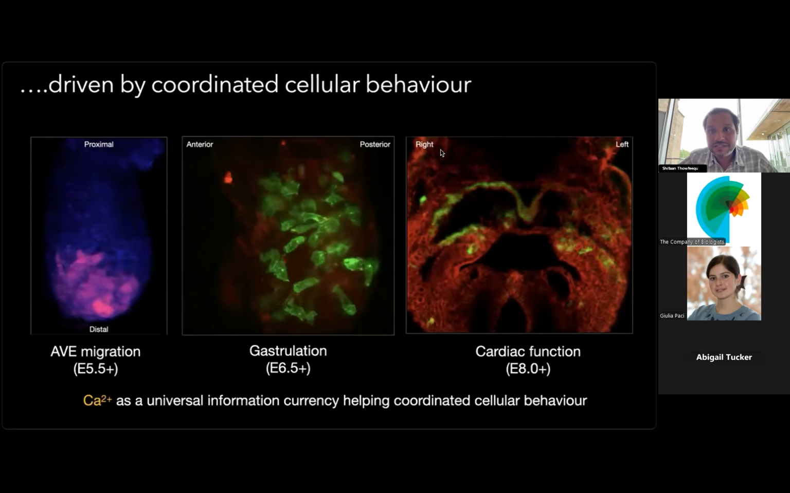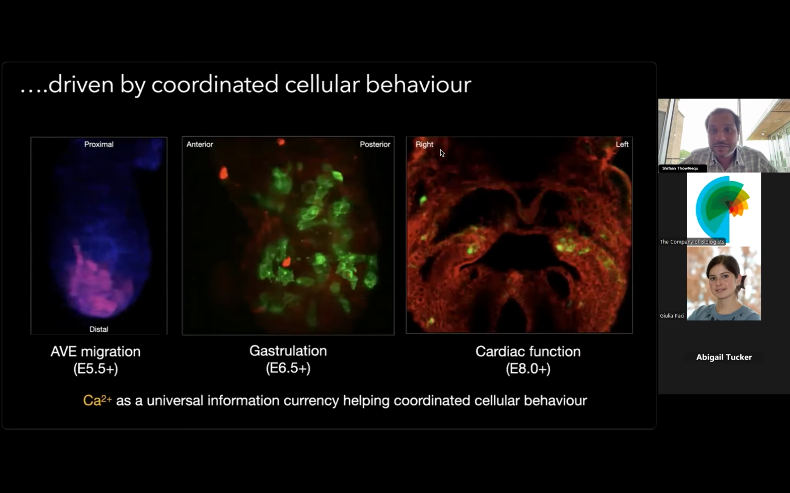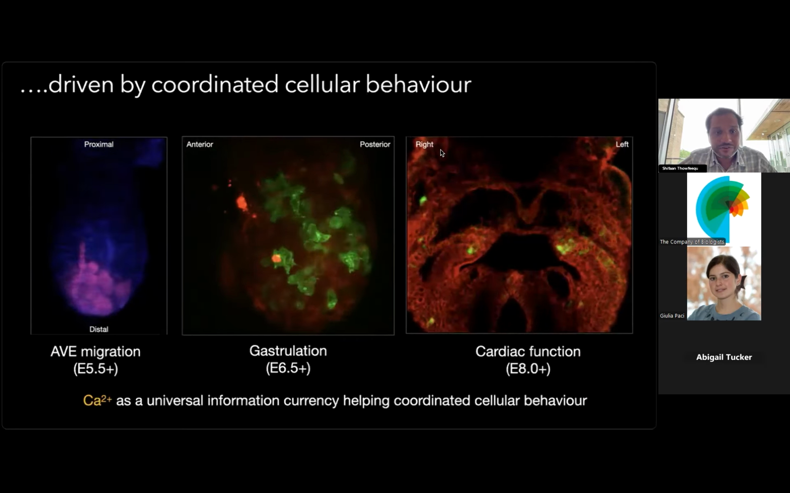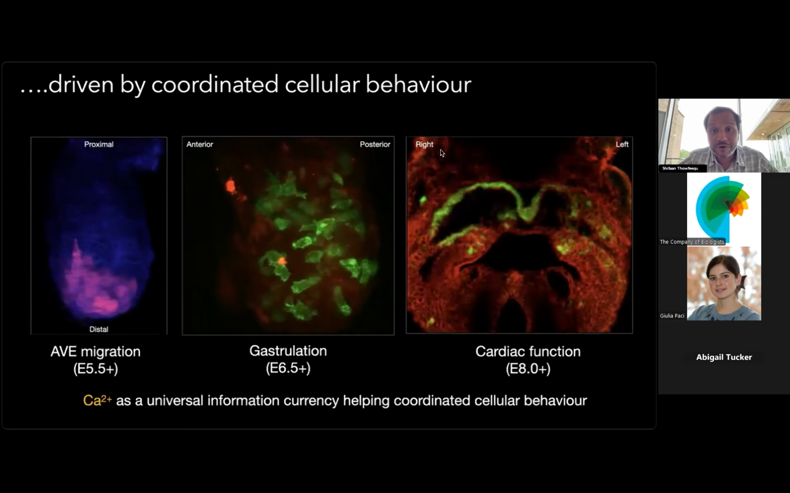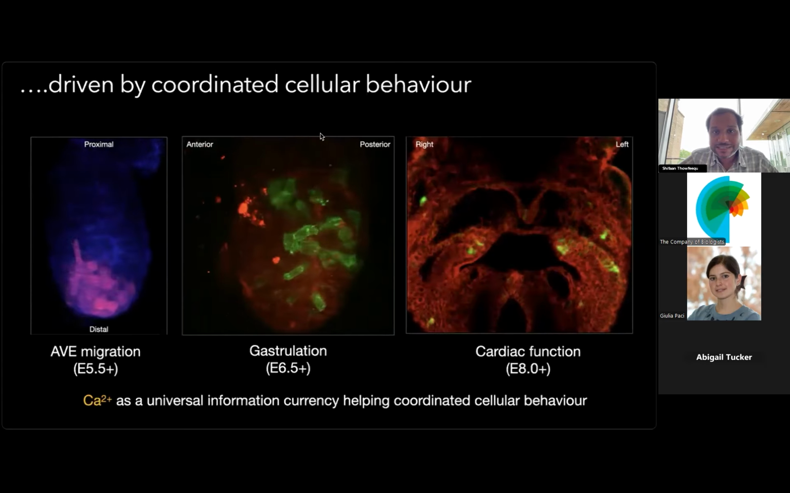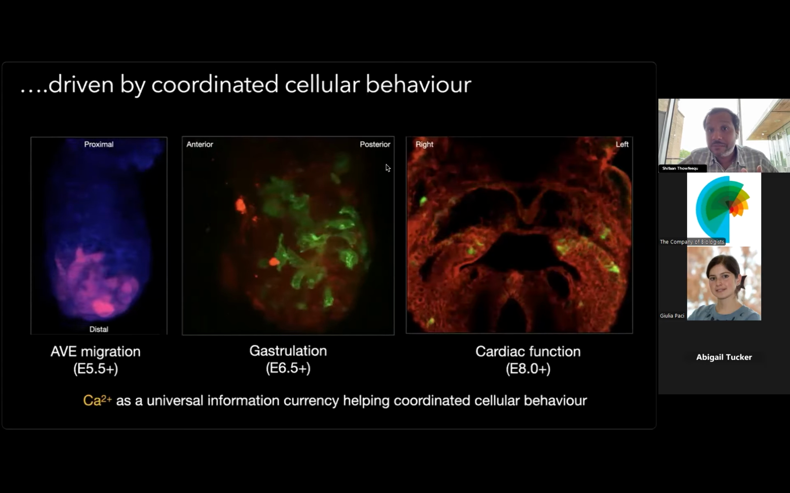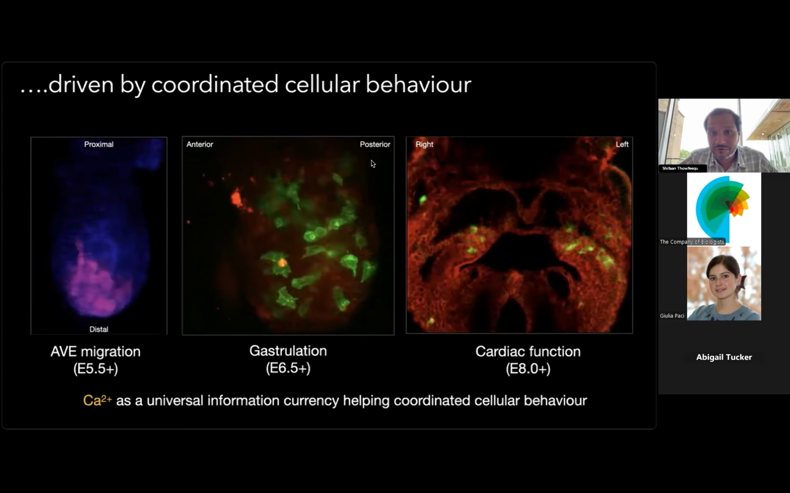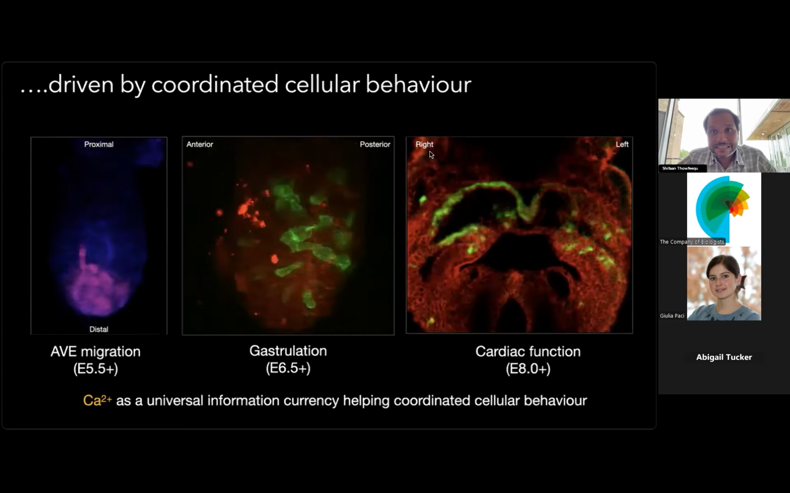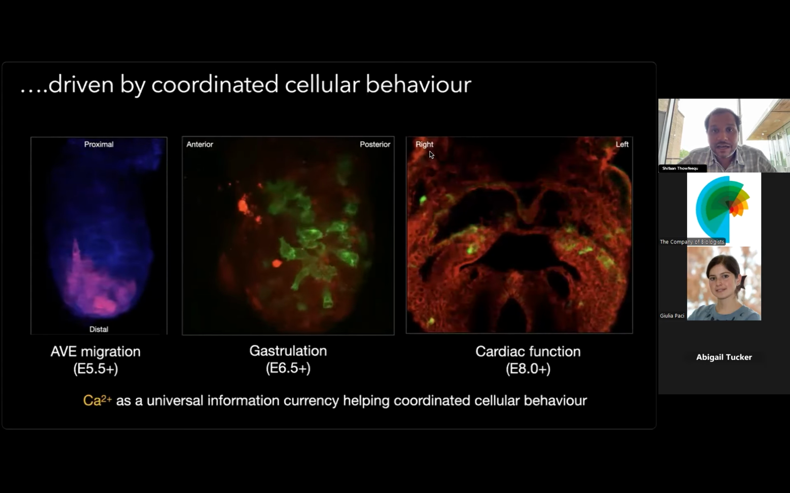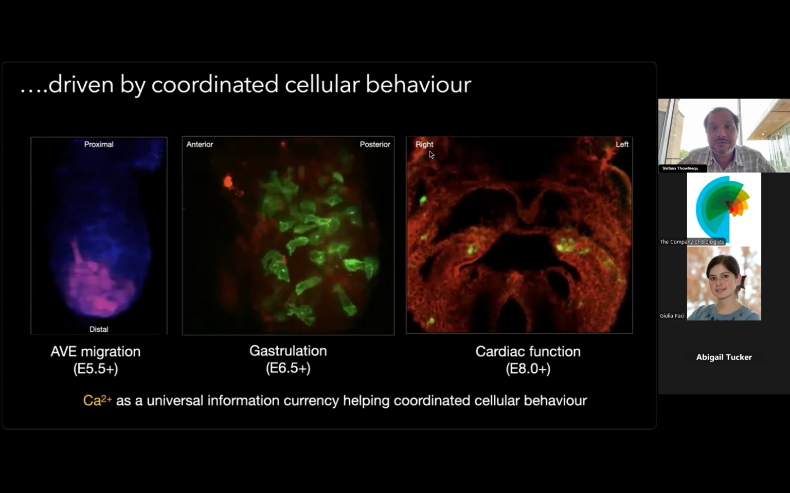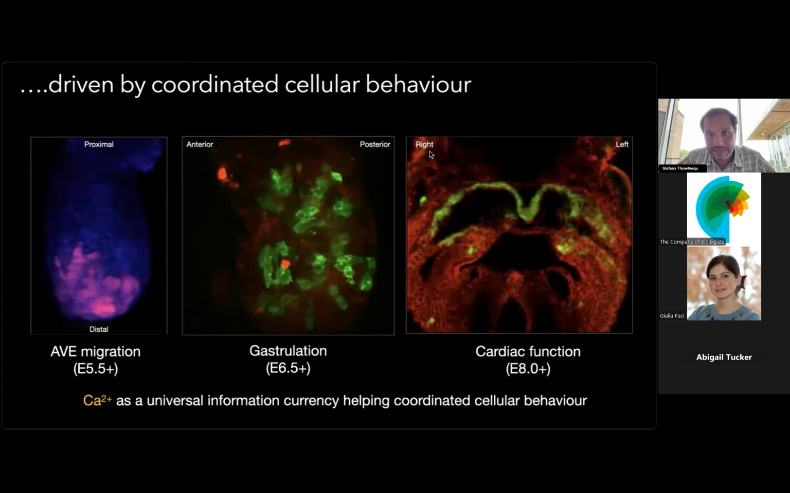And also, as the first organ starts to form, you need collective cell behavior in order for these organs to start to function. So if you take our favorite organ in the lab, and also the first organ of the embryo to form, which is the heart, we know all these processes are important. Firstly, in defining exactly where the heart is to form, generating the material or the cells from which the heart forms, and giving the heart its function. So there's growing evidence to suggest that collective cell behaviors are important, and calcium could act as a universal information currency in coordinating these collective cell behaviors.